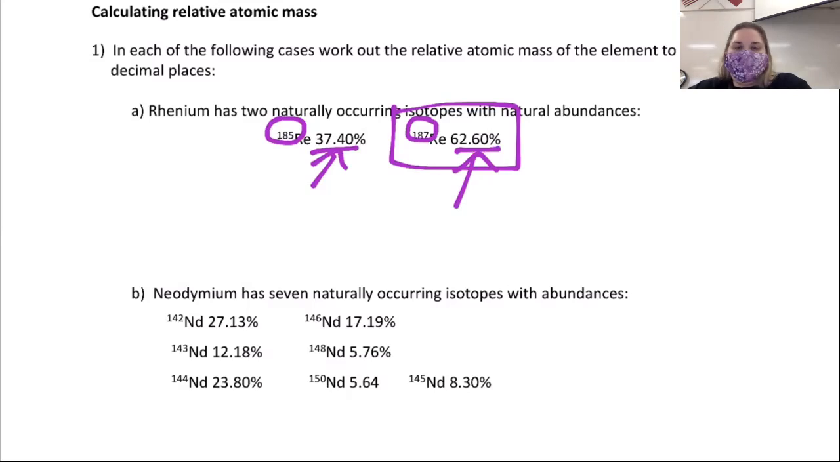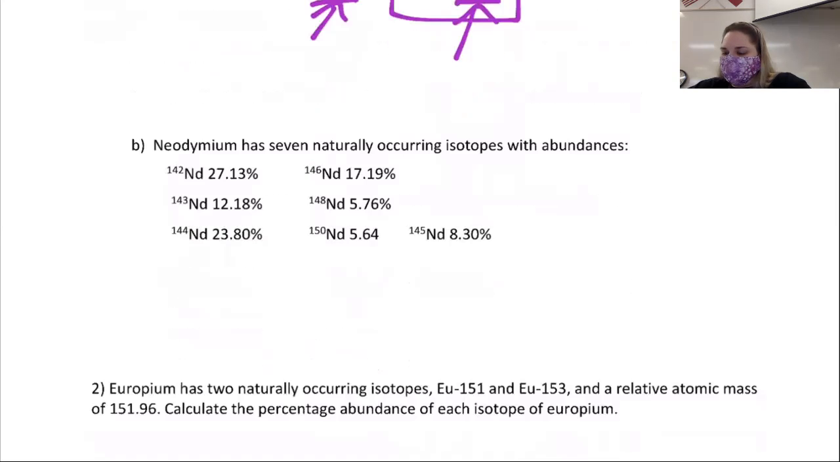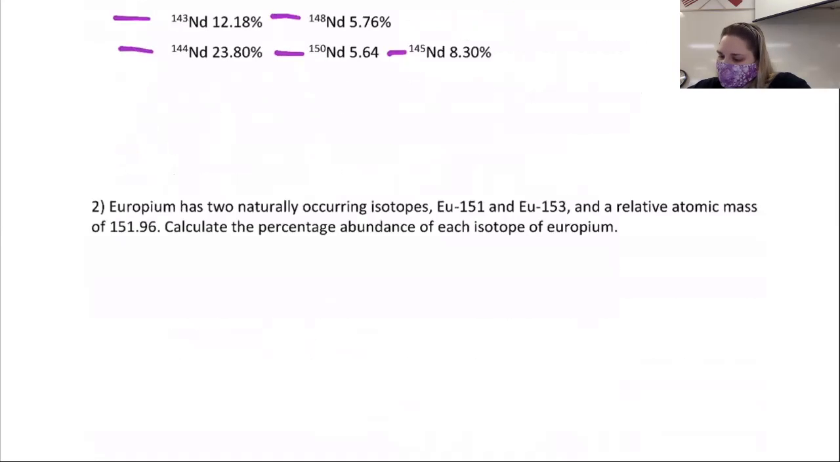All right. The next one, same process. The only difference is it's got 7 isotopes. So you have to do that process for all 7 of these and then add them up.